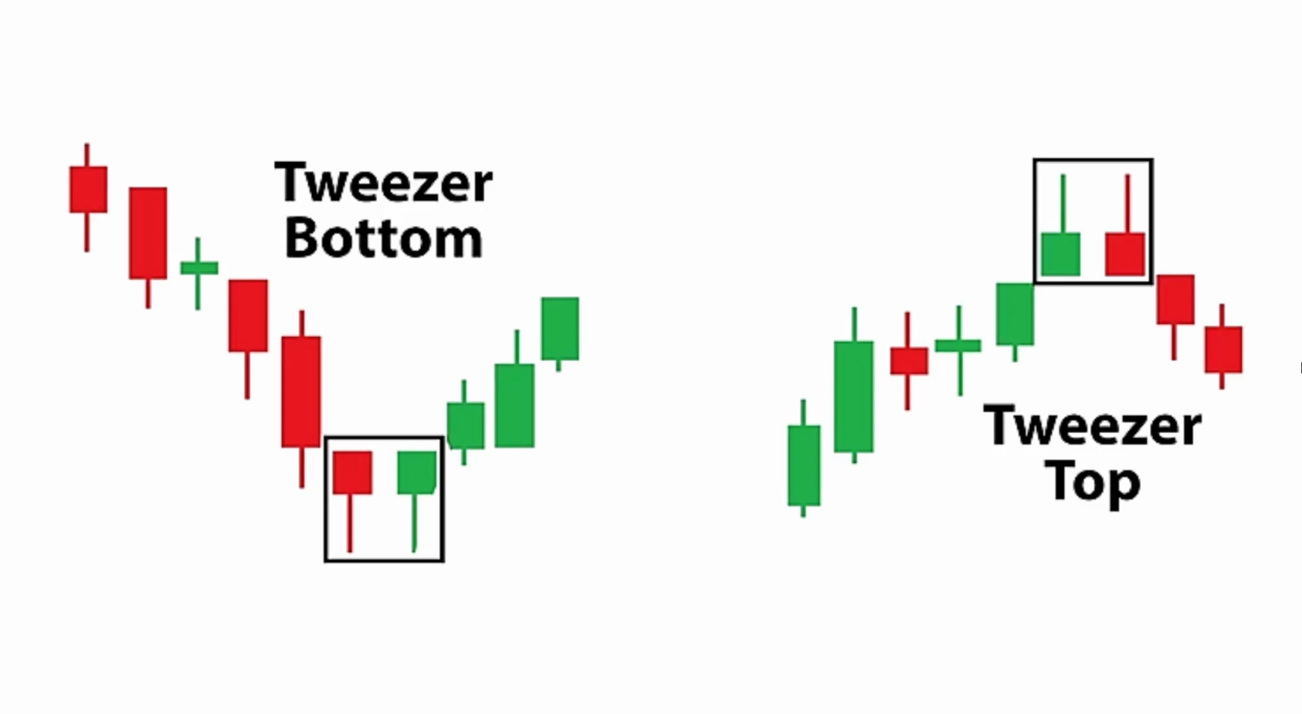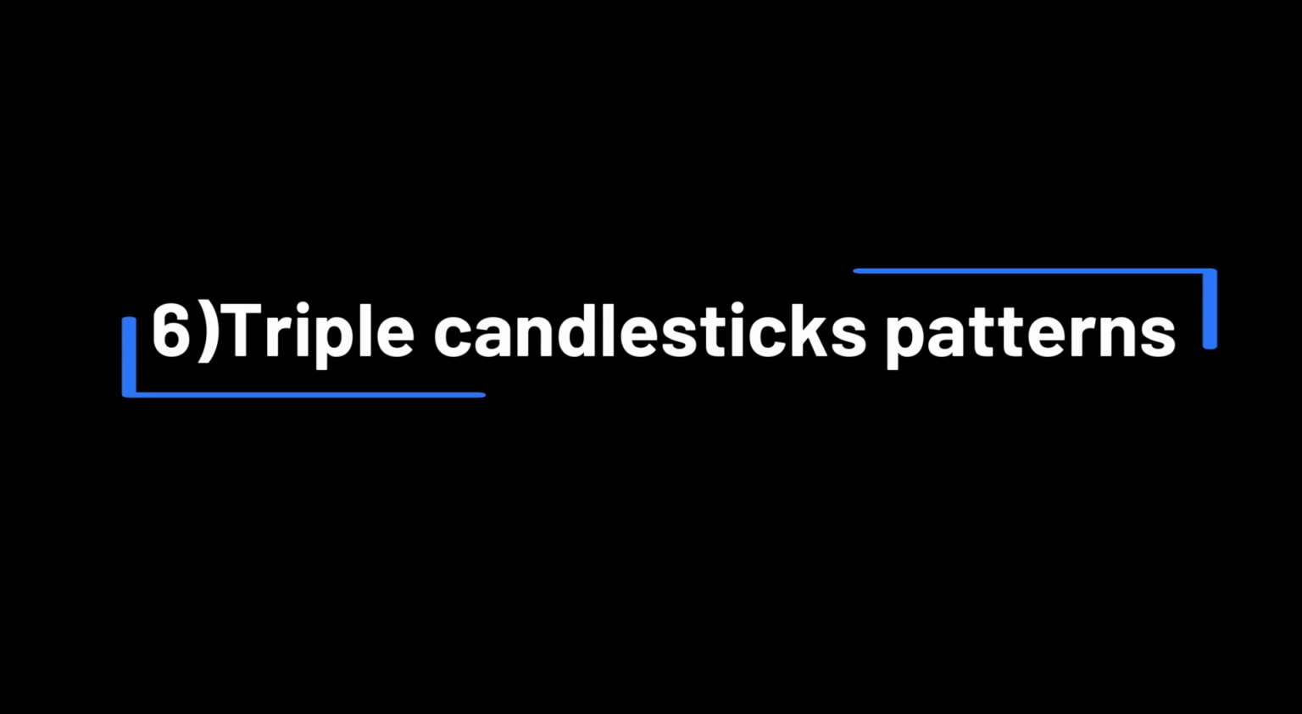Tweezer tops should have the same highs, while tweezer bottoms should have the same lows. This pattern shows huge rejections in these price areas and potential market reversals. Goes without saying, 3 are better than 2.